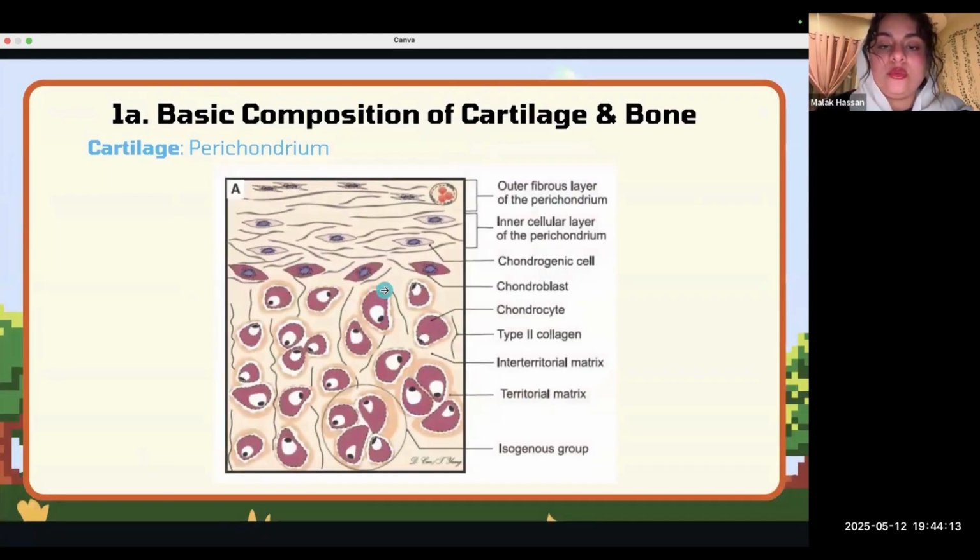Okay, now all of that talk, we're going to look at it in this picture. Here we have the outer fibrous layer of the perichondrium, right? And the inner cellular layer of the perichondrium. Now you can see here, these are the mesenchymal stem cells or the chondrogenic cells. These are the chondroblasts. And once they become embedded in the matrix, they become chondrocytes. And here you have mostly type 1 collagen, okay?